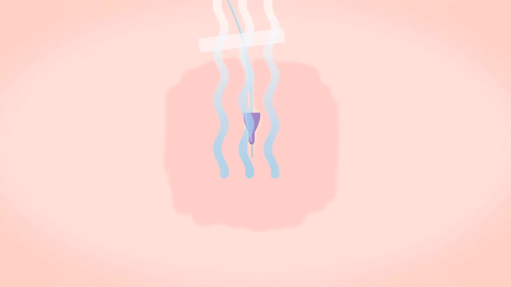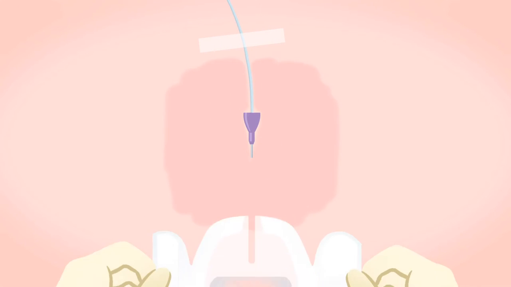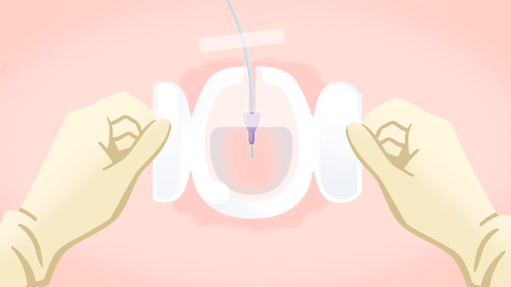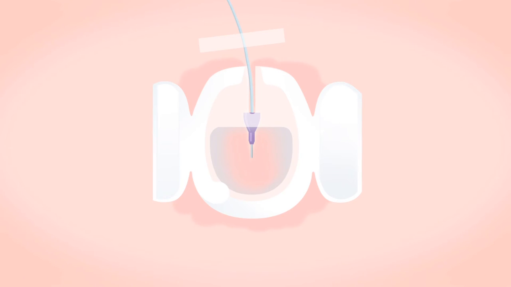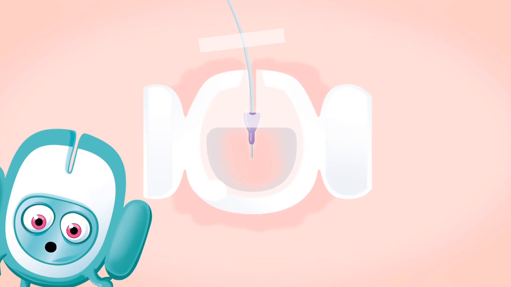Once the site is totally dry, position me with the insertion site in my transparent window. This will allow you to monitor the site while I am applied. Make sure there's at least 1 inch of intact skin around the insertion site, and that my notched end is over the catheter hub. But whoa!